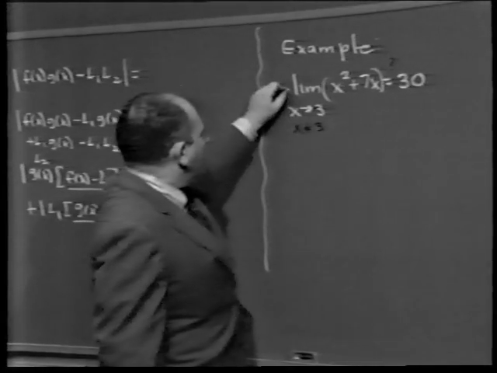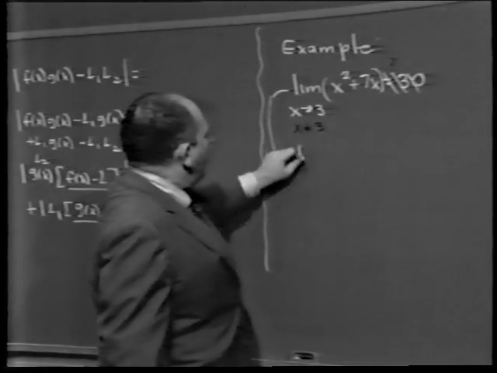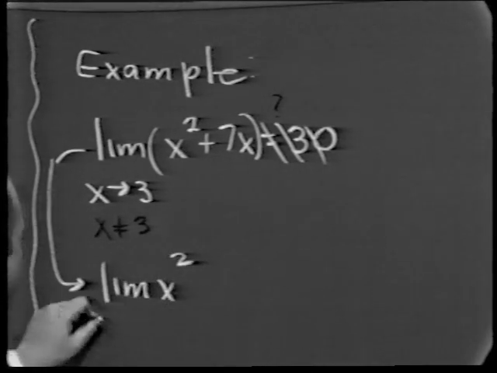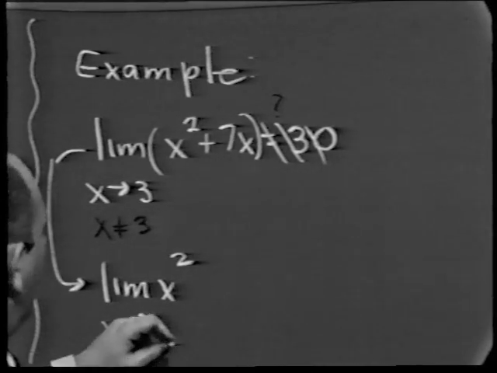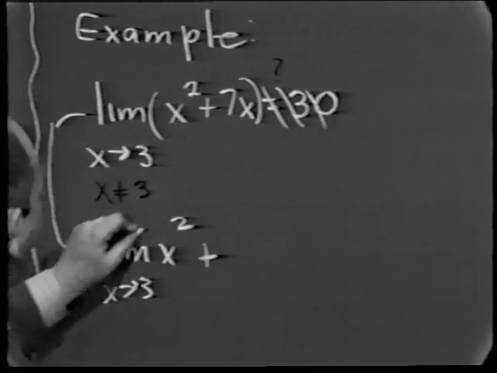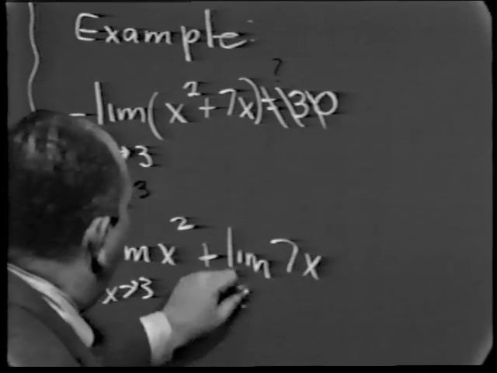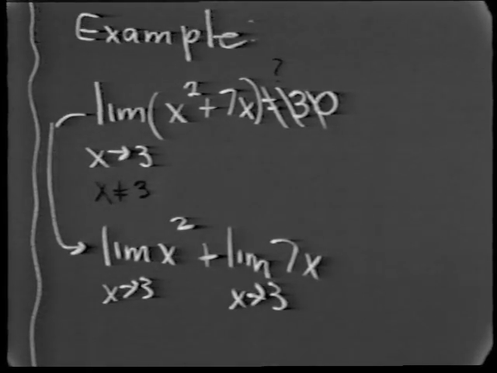See, for example, what I can say is this. I don't know if this is true. What I do know is true is that the limit of x squared plus 7x as x approaches 3 is the limit of x squared as x approaches 3 plus the limit of 7x as x approaches 3. How do I know that? I've proven that the limit of a sum is the sum of the limits.